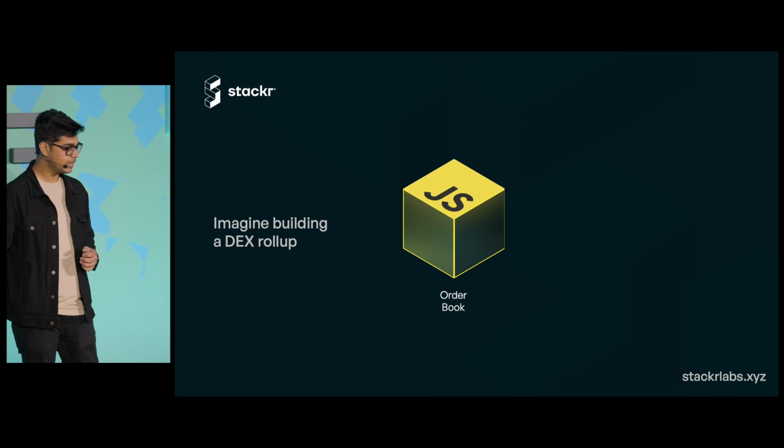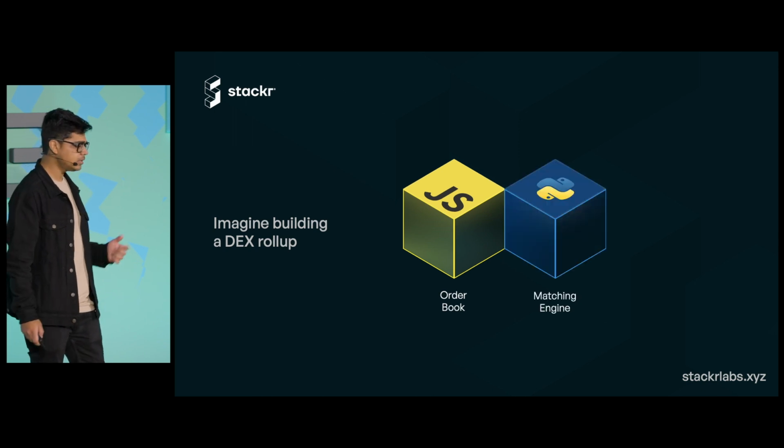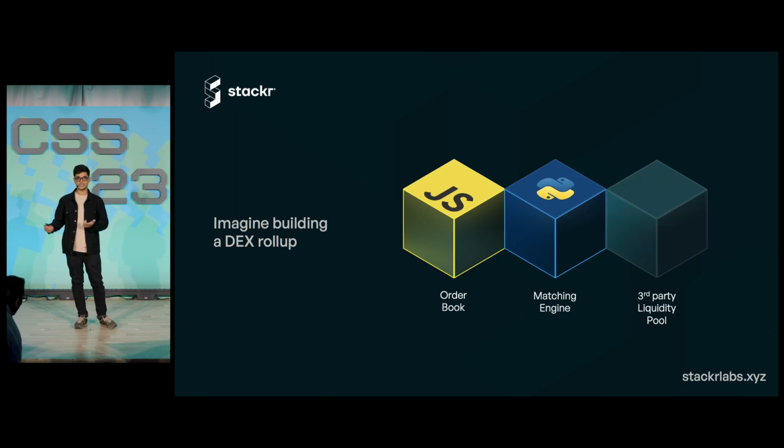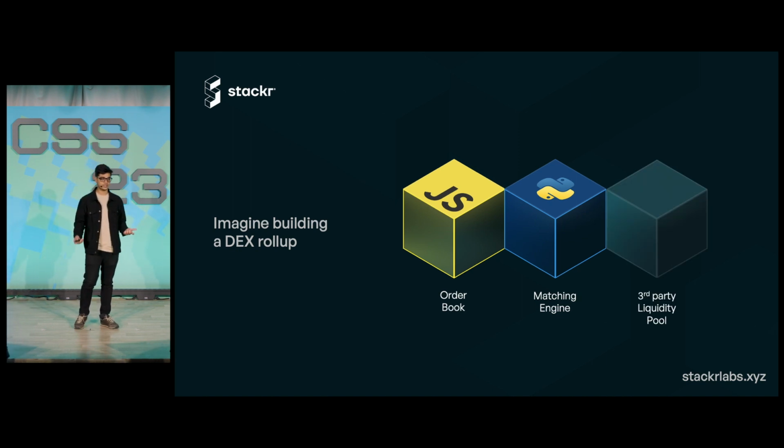So imagine you could build your order book in JavaScript, and you can add a matching engine in Python, and you can add a third-party liquidity pool hosted by someone else, and that becomes your entire DEX rollup.